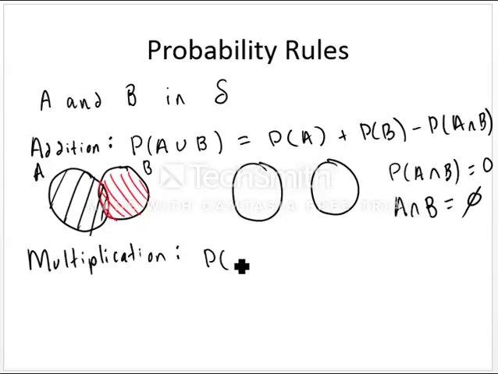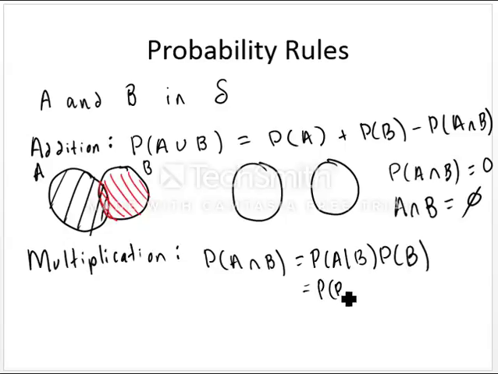And the multiplication rule says the following. For any two events, A and B, the probability of A and B being true is the probability of A given B times the probability of B. Or conversely, I could write it this way: the probability of B given A times the probability of A, depending on what A and B happen to be. Okay?